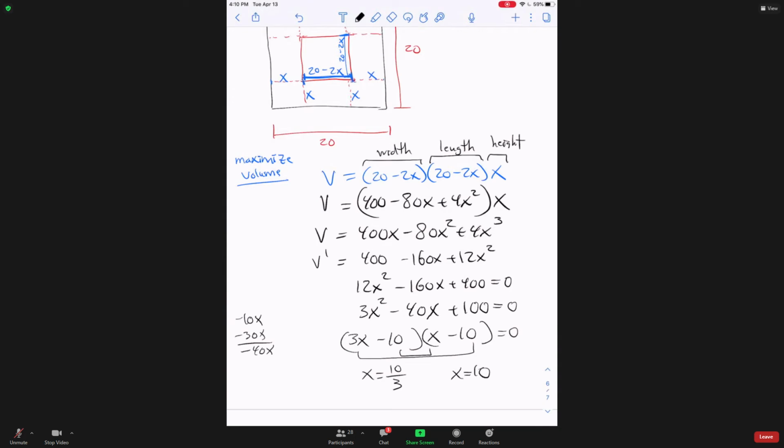Now, which one gives me the maximum? I'm going to explain to you. There are two ways you can figure that out. Well, let me wait until you guys catch up on the writing.